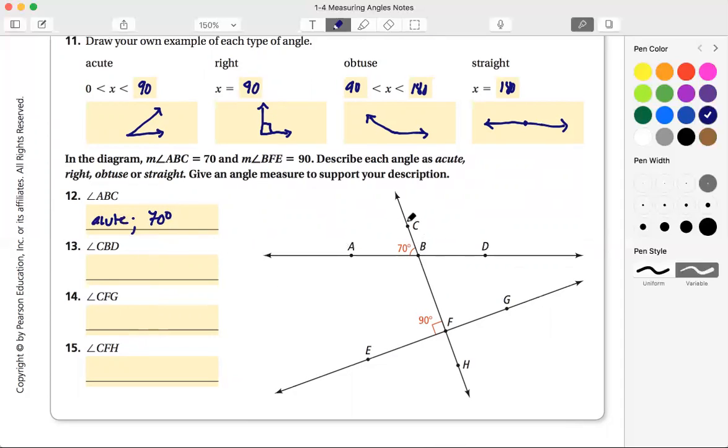CBD is the other side of this. So in order to find that, we do 180 degrees minus 70 degrees, and that is how we get 110 degrees. That's greater than 90, so this is obtuse.